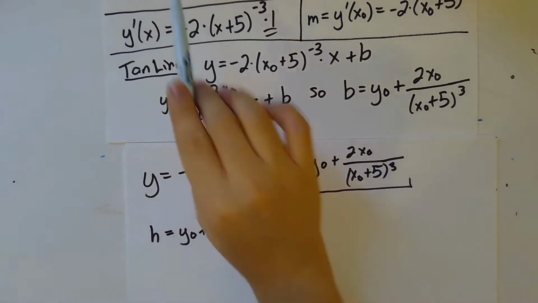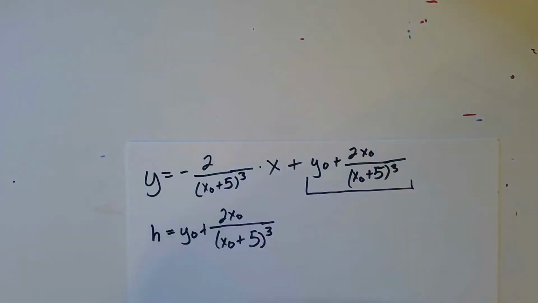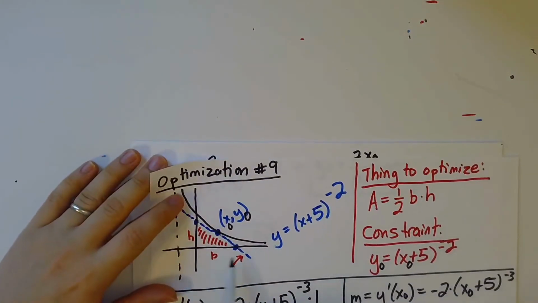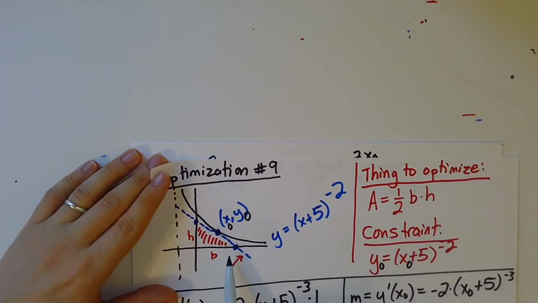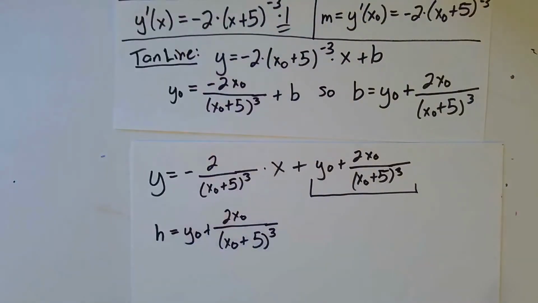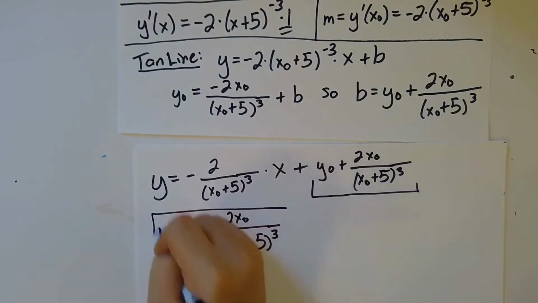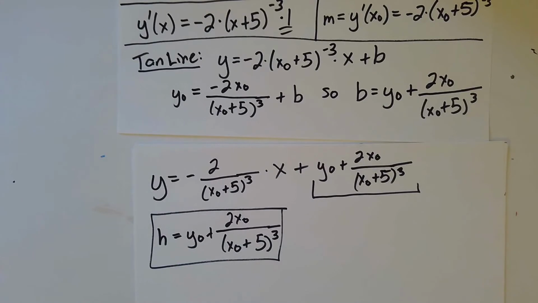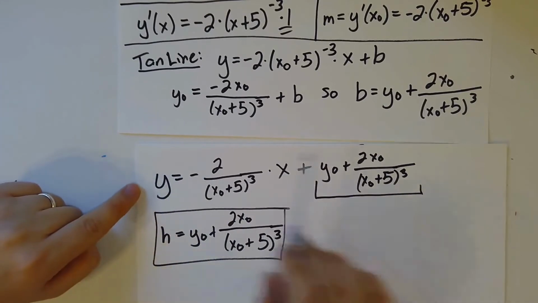Okay, the base is actually the x-intercept of the line. So to find the x-intercept of the line, I have to set the equation of this line equal to 0.